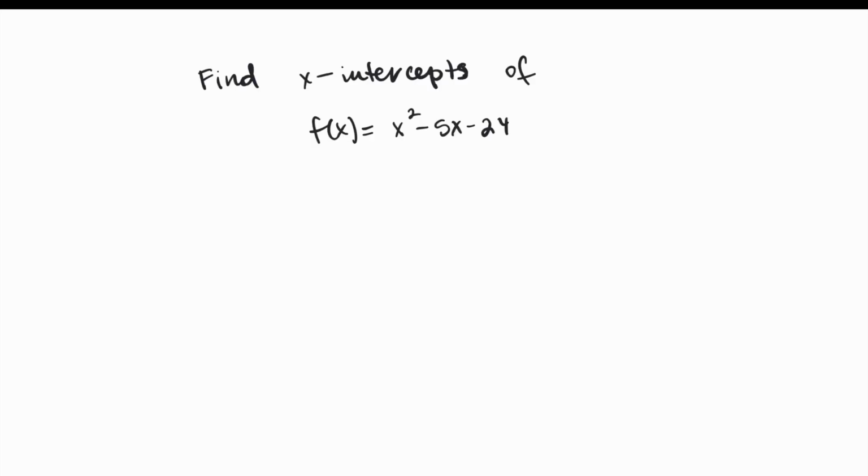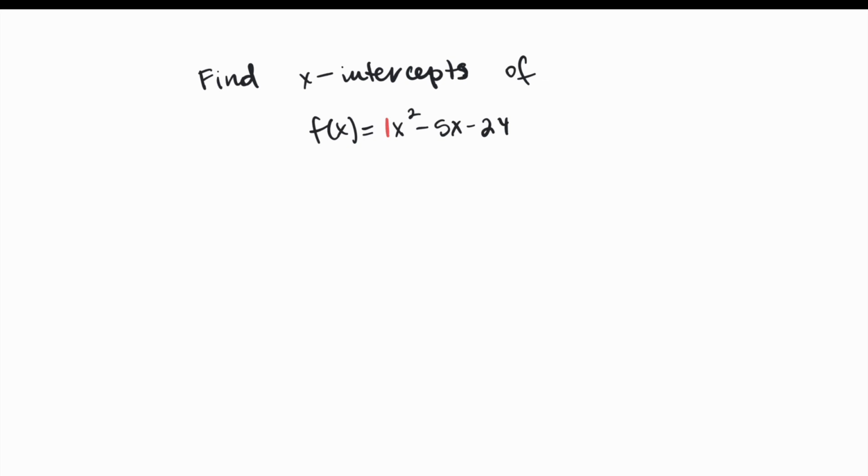In the next couple of questions, I will be providing you with the equation of a quadratic function, and I will ask you to find x-intercepts of that quadratic function. So given the equation f of x equals x squared minus 5x minus 24, I'm asking to find x-intercepts. So far, all I know about this equation is that it is a parabola and it will open up because my a is positive 1. That's all I have.